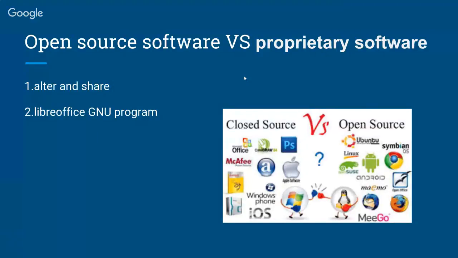Next, there's some difference between open source software and proprietary software. The authors make the open source code available to others who would like to view the code, copy it, and learn from it. Also, maybe share it. A good example for this is LibreOffice and the GNU programs.